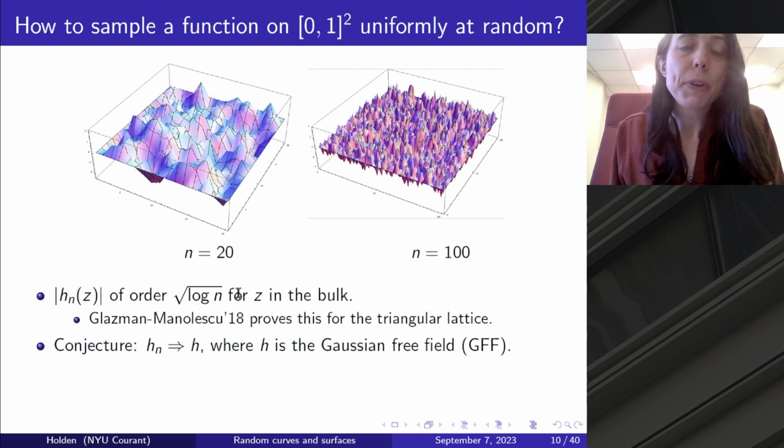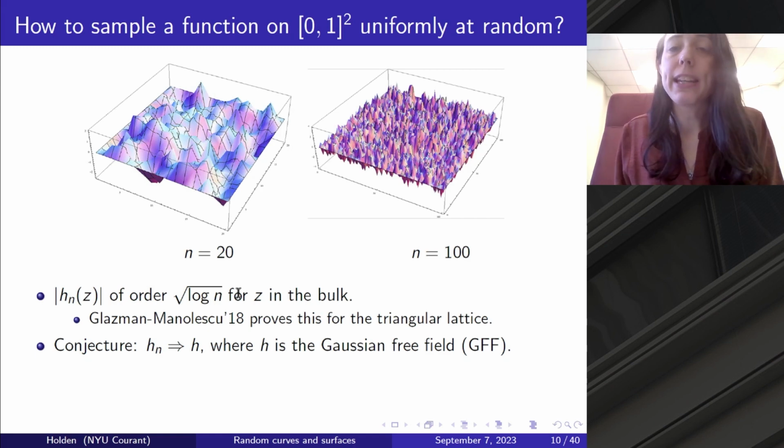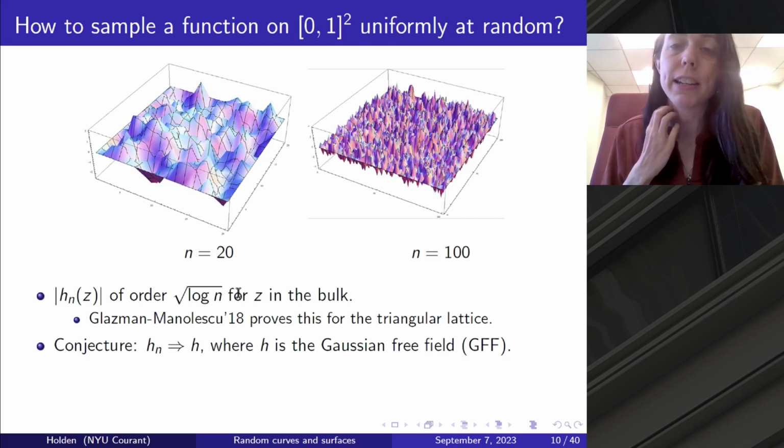So when we increase the value of n, then the fluctuations are getting higher, the frequency is getting higher and higher, and also the height of the mountains and the depth of the valleys is getting larger and larger.